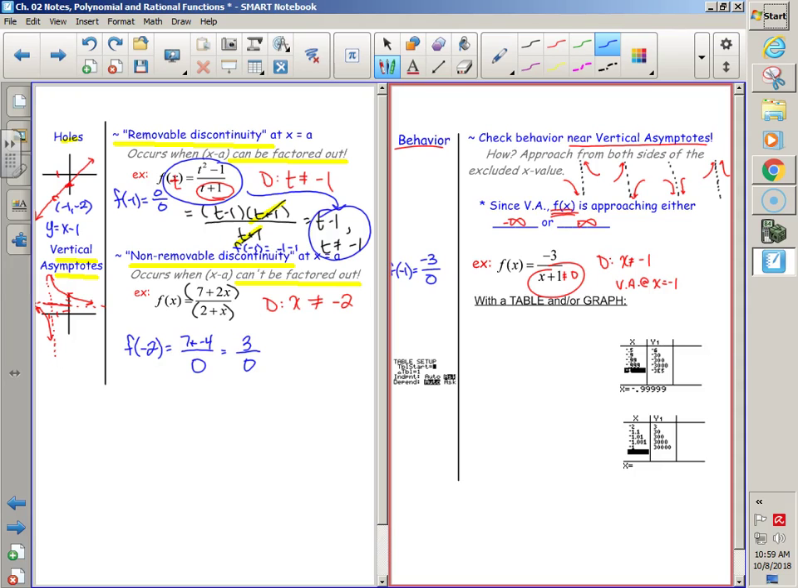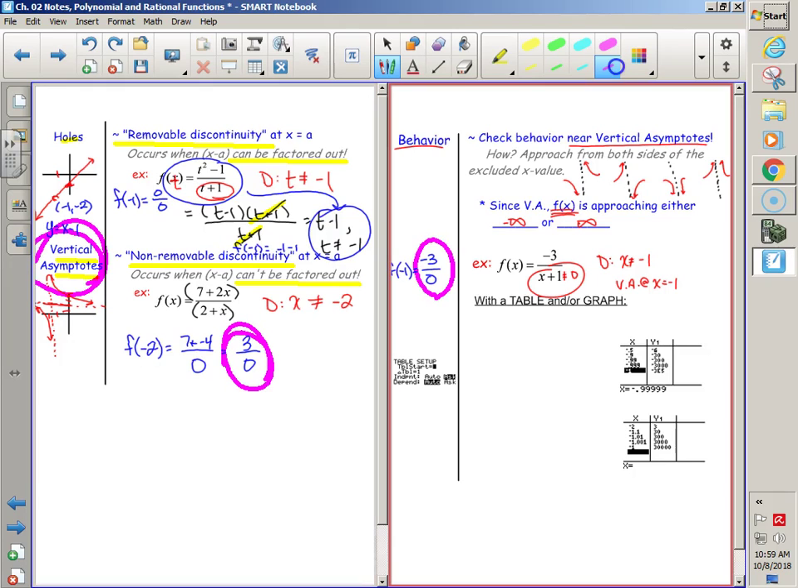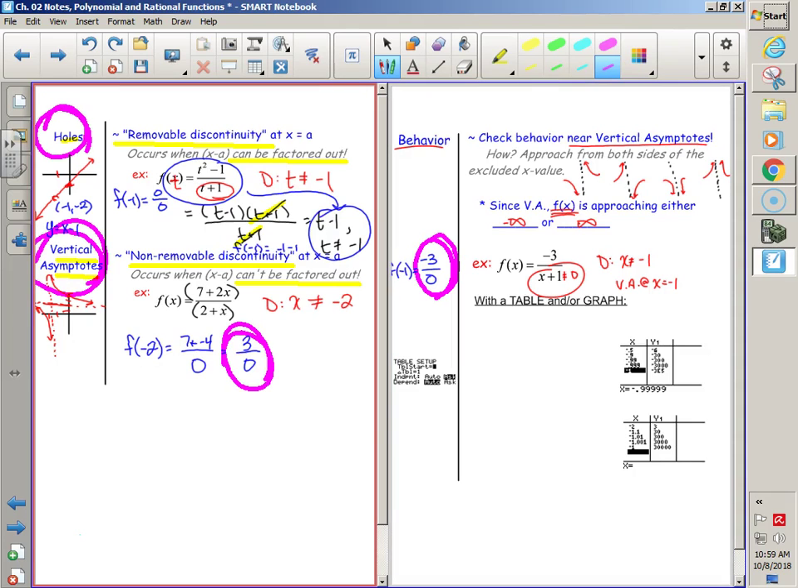But here's a quick little trick, okay? If you have a highlighter, it might be a good idea to make a quick note of the fact that if you have a vertical asymptote, when you plug in, you'll always get number over 0. If you have a hole, guess what you get instead? Always a 0 over 0. Why?